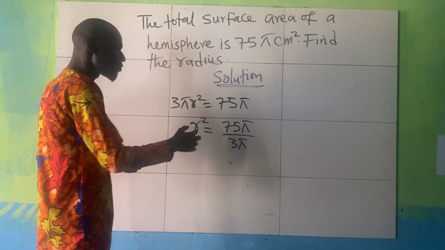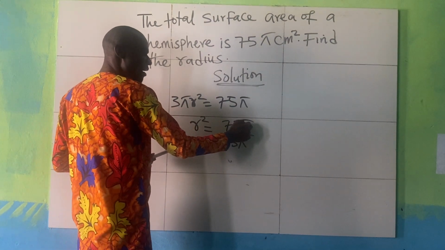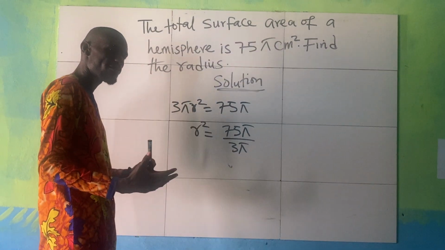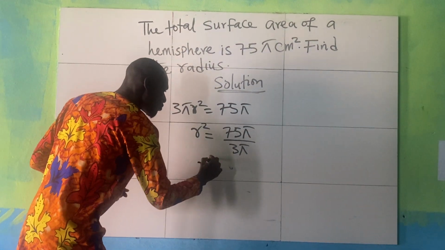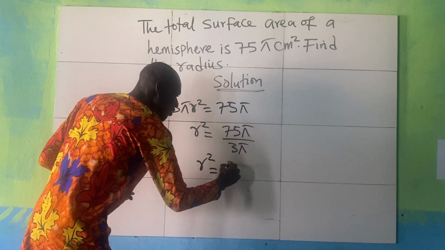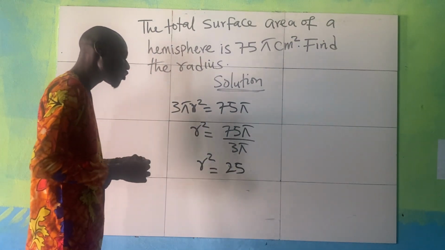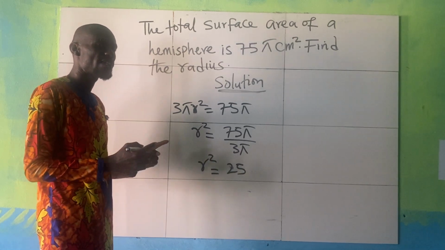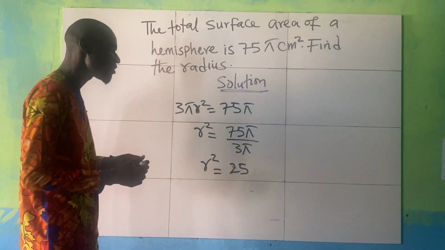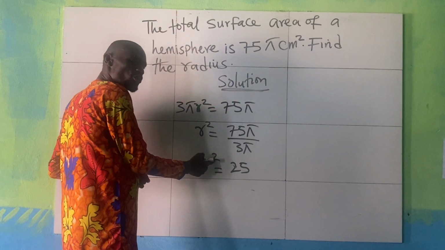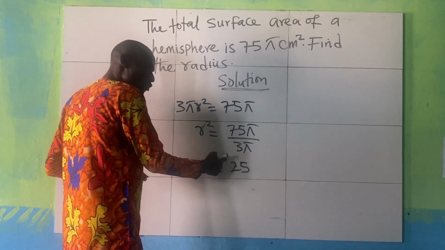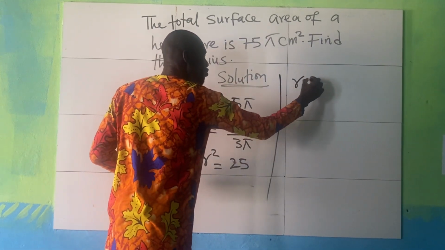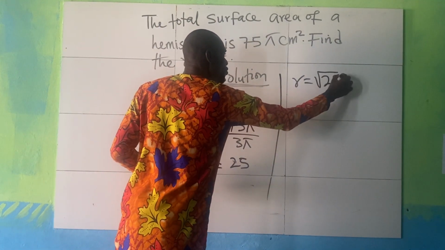So on that note, pi will cancel pi. 75 divided by 3 will give us 25. So it simply means that r square is equal to 25. Now for us to get r, we need to take the square root of both sides. If we do that, the square root will cancel this square and we'll now have the square root of 25. So therefore, r will be equal to the square root of 25.